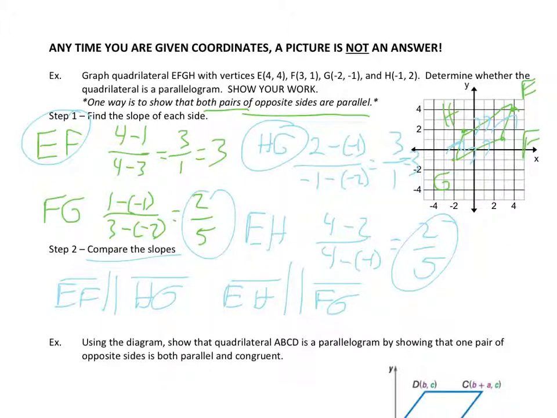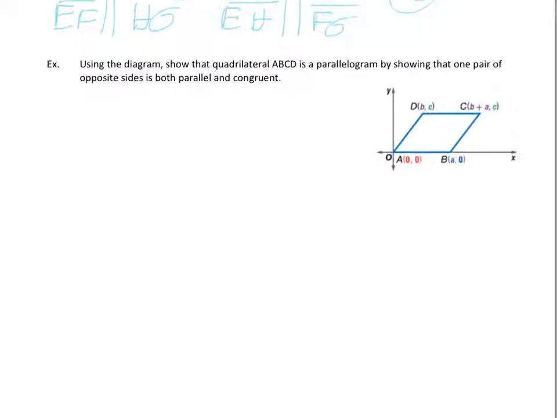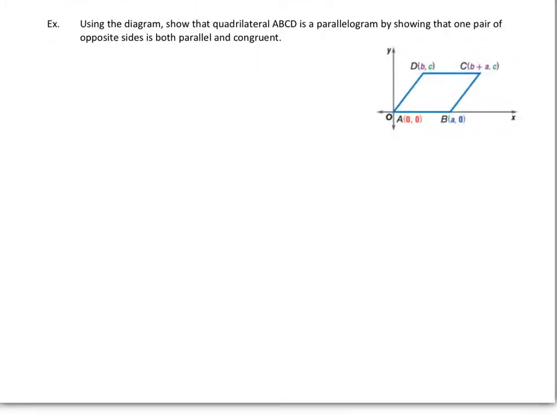Alright, next we're going to look at one that has a distance formula problem. This one can get a little confusing because we're talking about letters as points instead of numbers as coordinates. So we're going to prove that one pair of opposite sides is both parallel and congruent. So we're going to use the slope formula, but we're also going to use the distance formula.